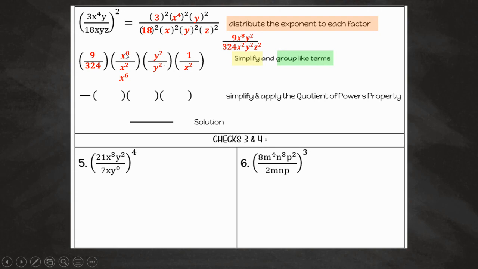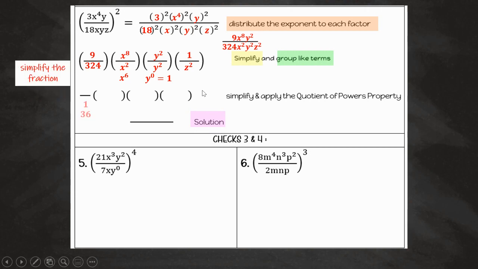So x to the power of 8 over x squared is going to become x to the power of 6. Y to the power of 2 minus y to the power of 2, that's going to become 1, because that's y to the 0 power, and anything to the 0 power is 1. Or we should know that anything divided by itself is 1. Whichever one you can remember is fine.